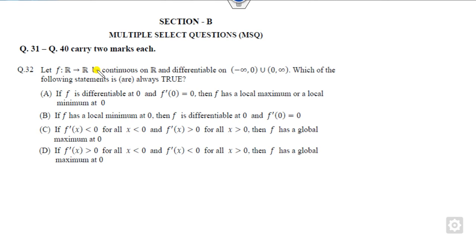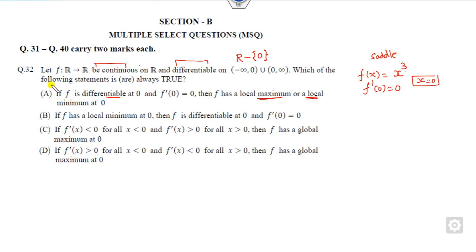Look at the next one. Any function which is continuous and differentiable over the domain, that means the real line minus 0. You have to think whether f is differentiable at 0. Think of any function which is differentiable at 0 and the derivative is also 0, then it is either a maximum or minimum. So think of a function which is neither maximum nor minimum while these two conditions are satisfied. Very simple, that's x cube. You can see f dash of 0 is 0, but the point x equals 0 is neither the maximum nor the minimum. That's called a saddle point.